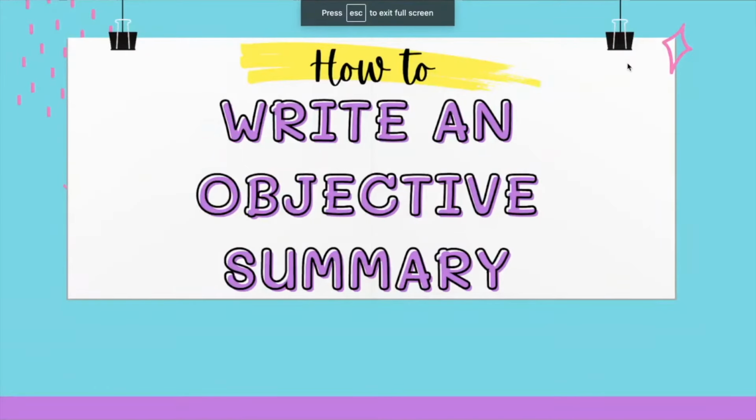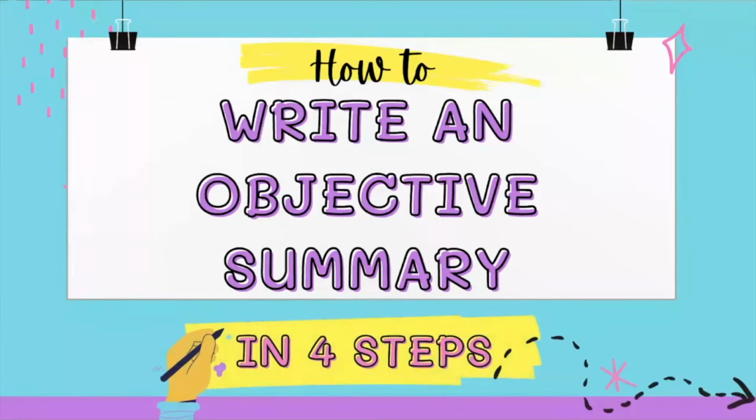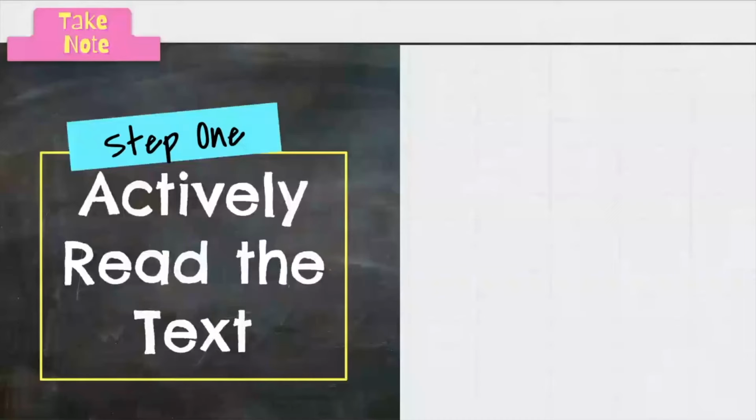So now that we have some of the basic vocabulary down, we're going to look at how to write an objective summary. And we're going to do it in 4 steps. So here we go. Step number 1, actively read the text. What that means is that you're going to read with a purpose. You're not just going to read it and kind of go on. You're going to read with a highlighter and a pen in your hand with the goal of understanding some of the central ideas and what's being said so you can determine the objective summary.